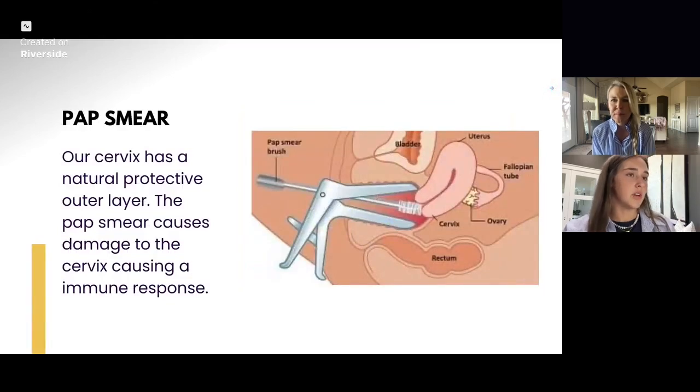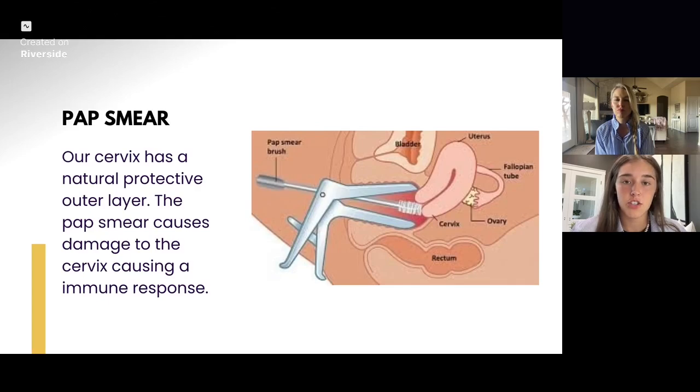Moving on to pap smear. I don't have a whole lot on this. I have researched it enough for myself that I choose to not do so. But on the slide it just says our cervix has a natural protective outer layer. The pap smear causes damage to the cervix, causing an immune response. And so that's generally what I've found for it, and that's enough for me to say I'll skip it. But I know that you've shared a story with me before of someone that you knew. So if you don't mind to share that.